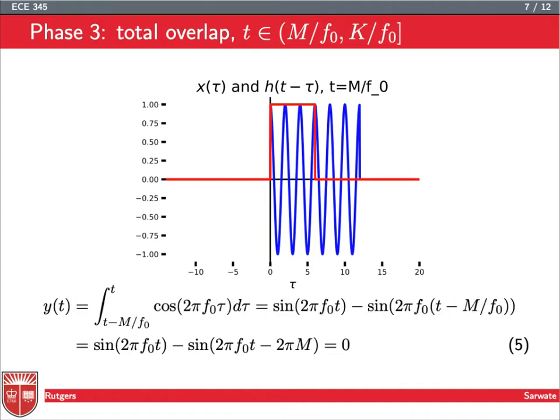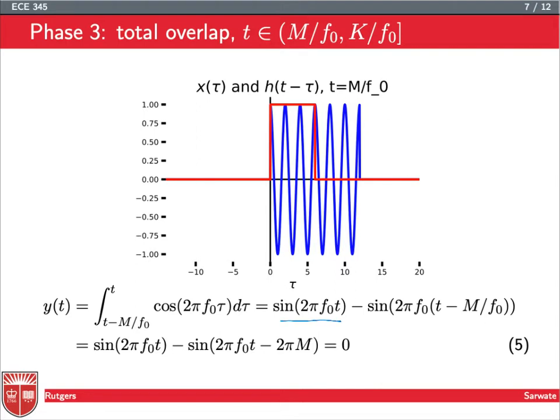Okay, so now in phase 3, we have this total overlap. That is, the red thing overlaps completely over the blue thing. And remember, this is t, and this point here is t minus m over f0. So we're going to get an integral from t minus m over f0 to t. We're going to integrate the same cosine, because remember, h of t is just equal to 1. And so now we're going to get the sine evaluated at these two limits of the integral.